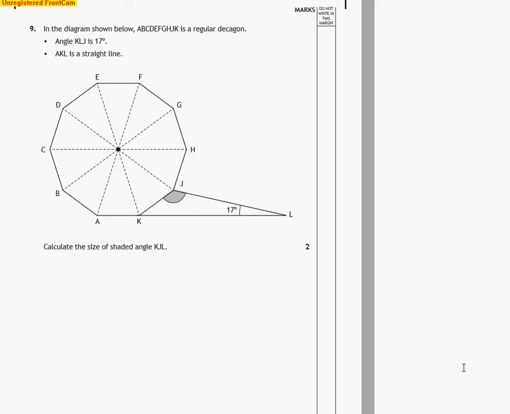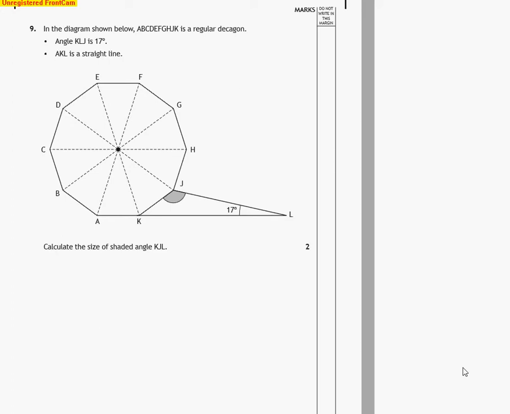Okay, question 9. In the diagram below, lots of letters, is a decagon. A decagon, sorry. So we've got 10 sides, obviously, on a decagon. We know an angle is 17. That's that one there. And AKL is a straight line.